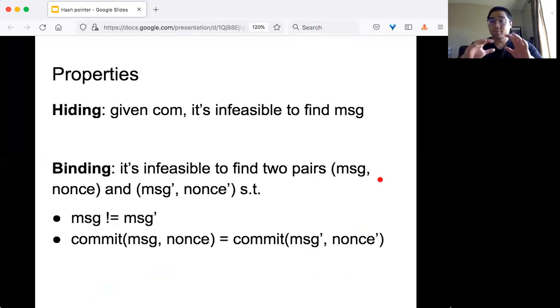Now we have defined this commitment function and the output com. The hiding property is that given com, it's computationally hard to find the original message. And binding is that it's computationally hard to find two pairs, message and nonce, and message prime and nonce prime, such that message is not equal to message prime, but they produce the same commitment. Because if binding is violated, then even though I seal the message inside the envelope, I can still change the message freely. Okay, so that's not good.